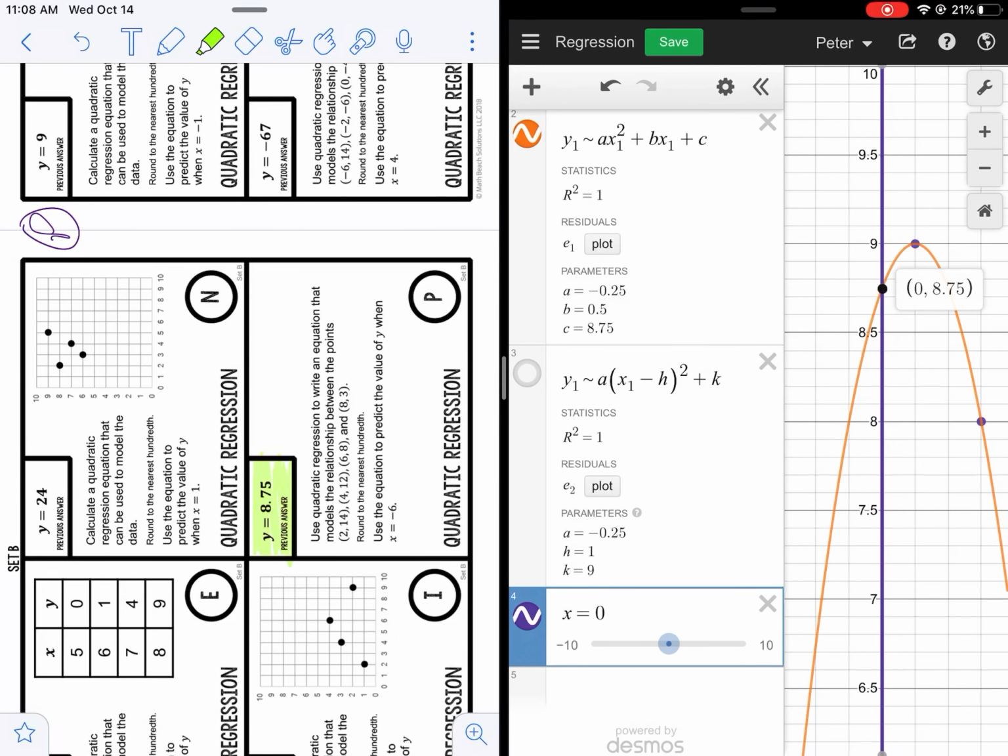Make sure you have Friday's assignment and this assignment. And we will go over everything tomorrow.